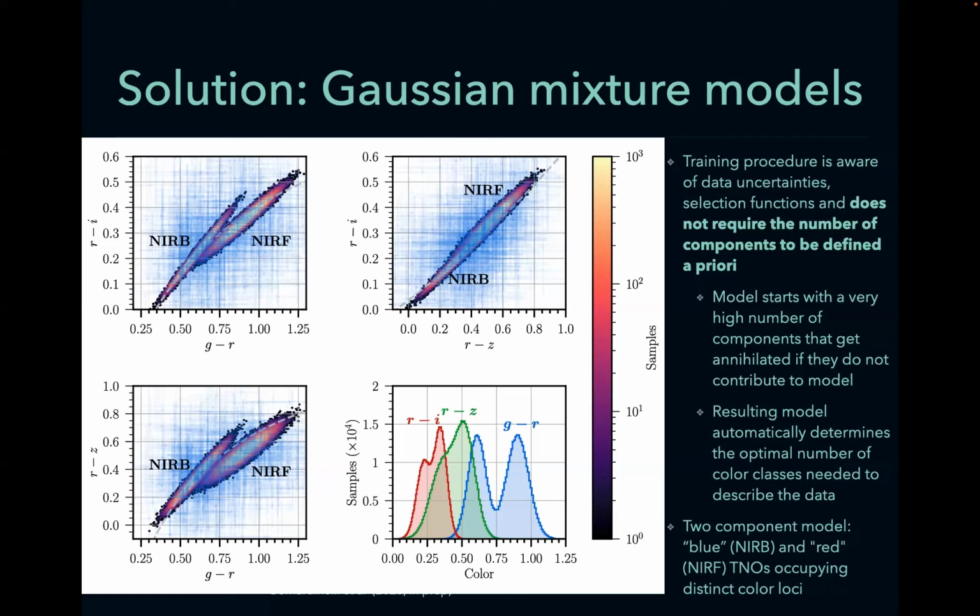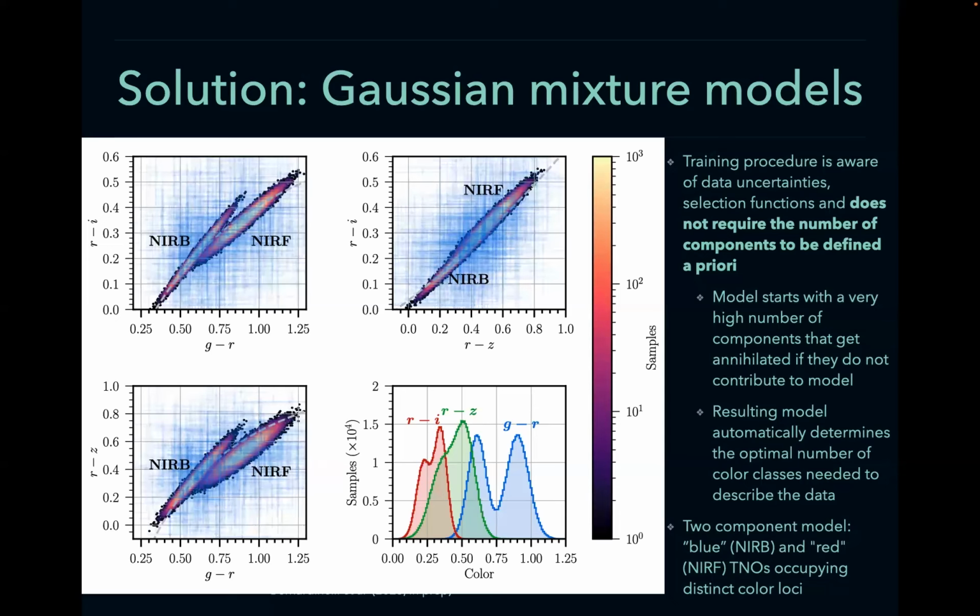So the way the training procedure works is we start with a very high number of components, and we basically have them fight each other. And if at some point a component is not contributing enough, we throw that away and keep going until we basically find a solution. So in other words, the resulting model will automatically tell you how many components you need to describe your data. We were left with this 2-color component model.